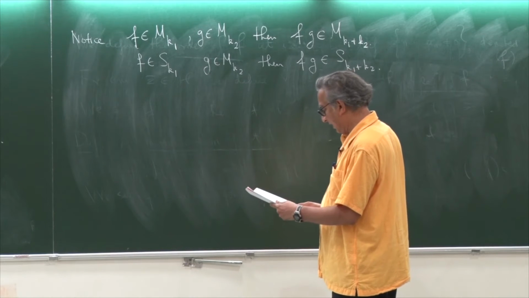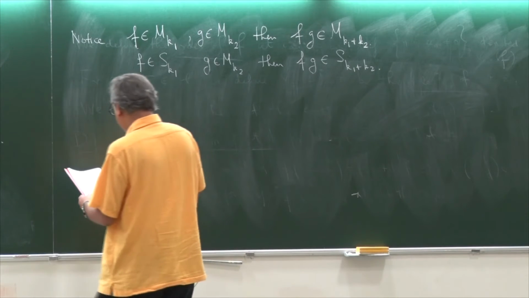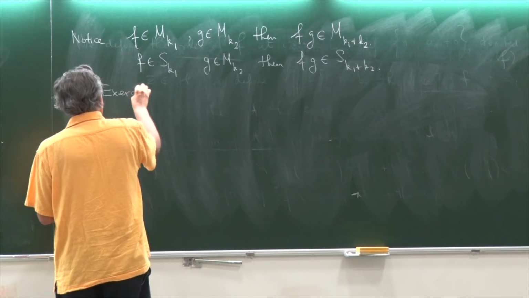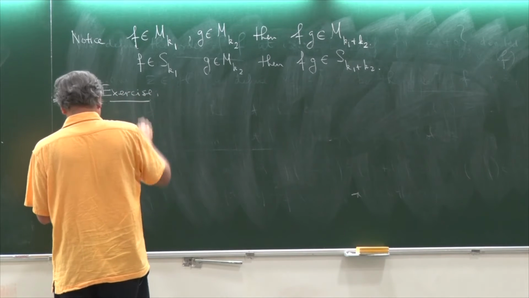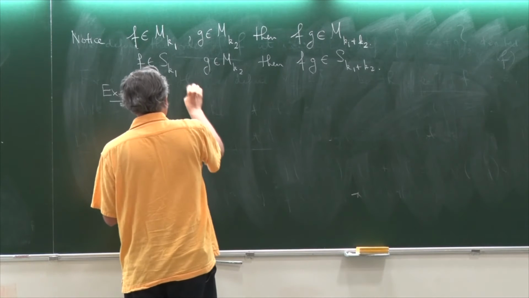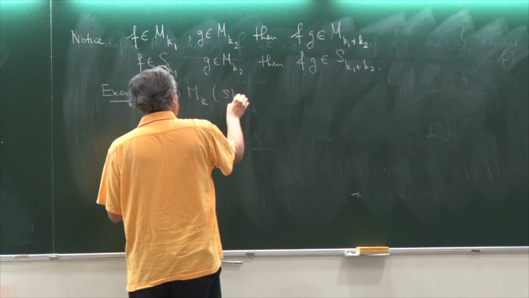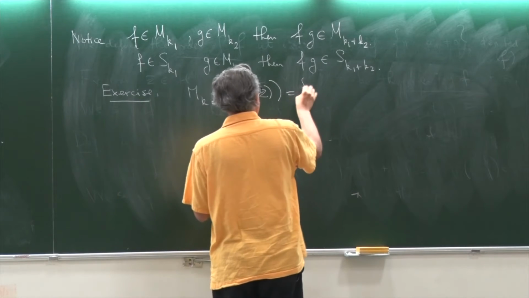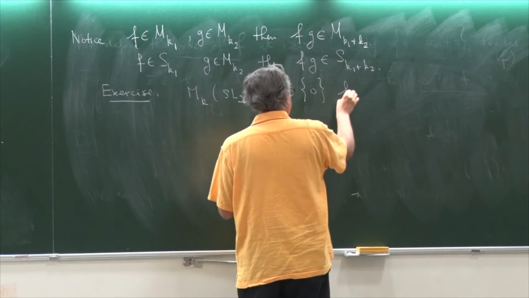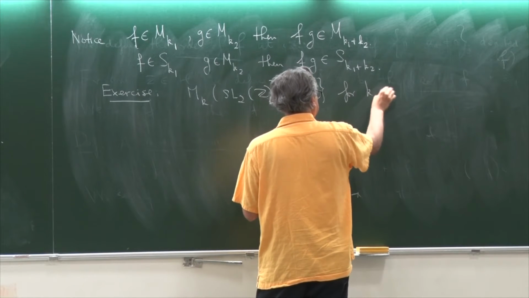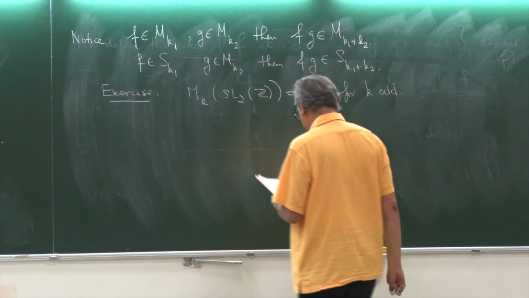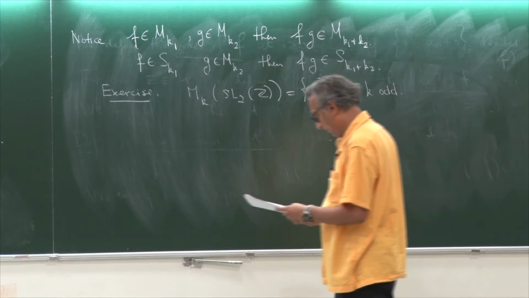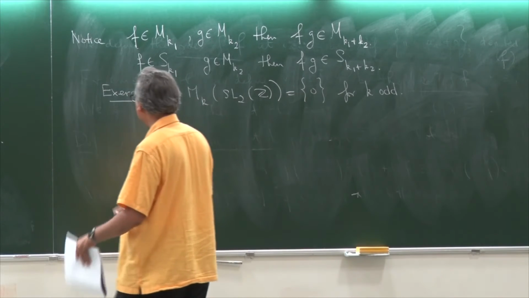Okay. Now, an interesting exercise that you can do is to show that M_k of SL2Z is just the zero space for k odd. In other words, when k is odd, we have no non-trivial modular forms. All right.